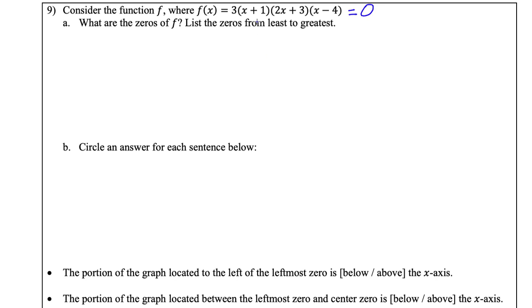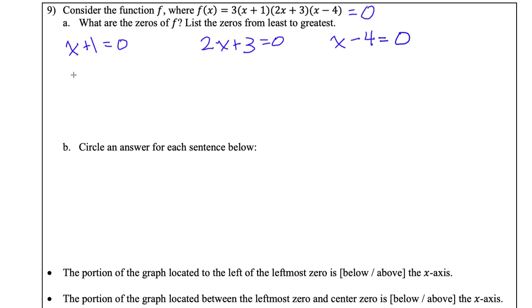Set this equal to 0, and by the zero product property, set each of these linear factors to 0. So there should be 3 separate problems. Obviously, 3 cannot equal 0, so you don't have to worry about that. But I do need to say x plus 1 equals 0. That's the first problem. 2x plus 3 is equal to 0. x minus 4 is equal to 0.